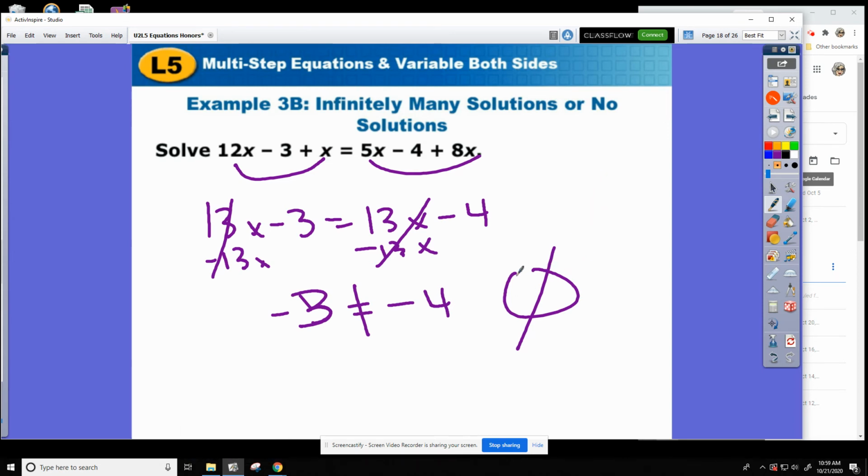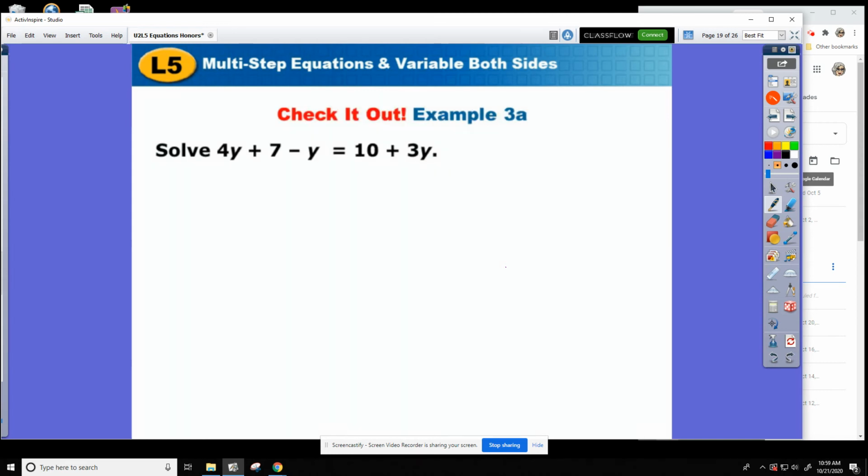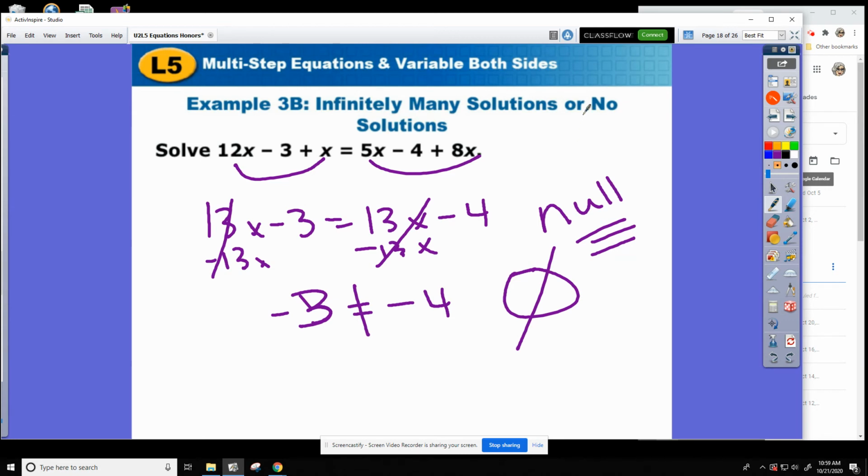A 0 with a line through it is called the null set. That means there's no numbers that will make this true, null. That's what that symbol means, 0 with a line. I know not so much anymore, but people used to draw a 0 with a line through it. So I'm going to put vocab there, null.